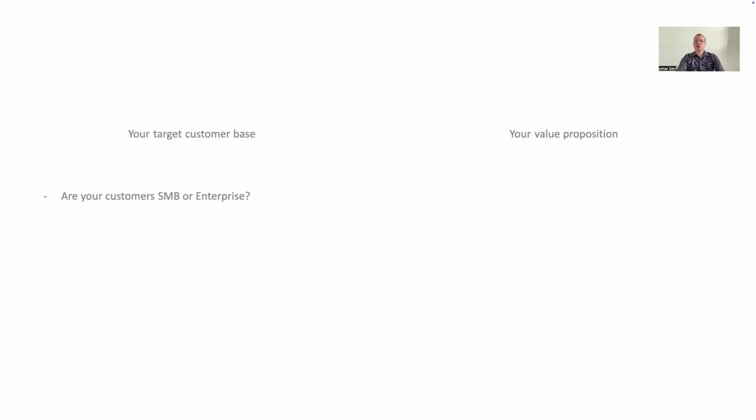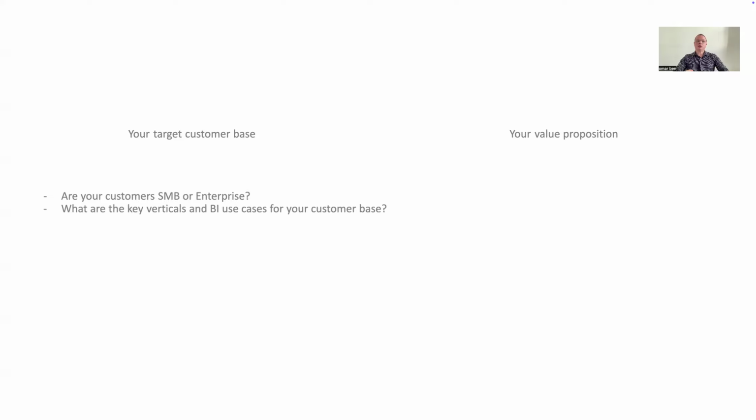So first, you need to take a look at your customers. Are they SMB or enterprise? So there are good solutions for SMB customers who may be standardized on a single cloud and have a simple tech stack. And there's other solutions that work with enterprise where you need enterprise features, where you need governance, where you need higher and tighter security.